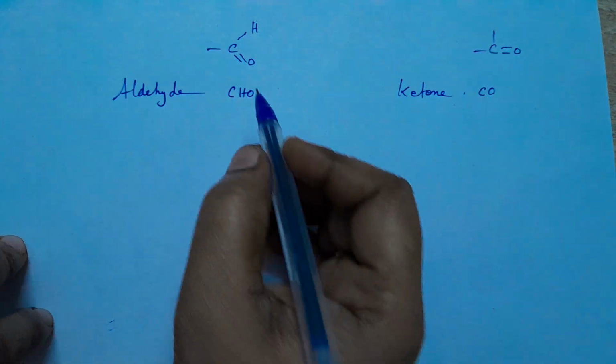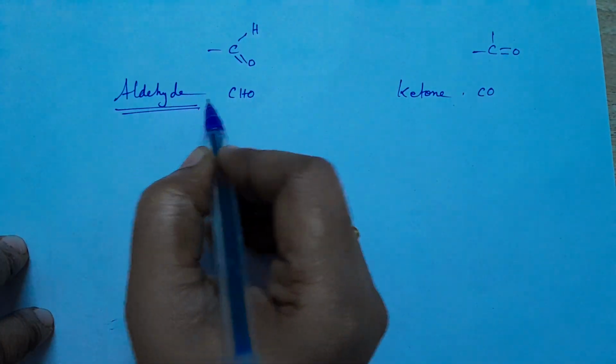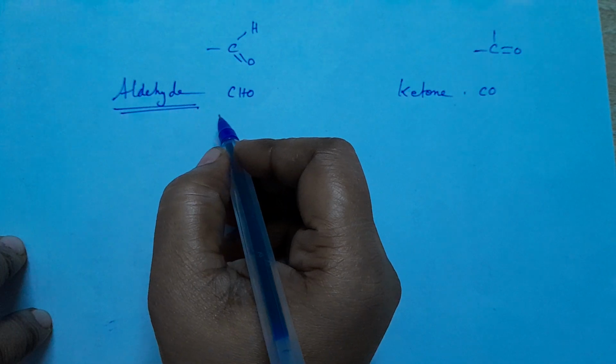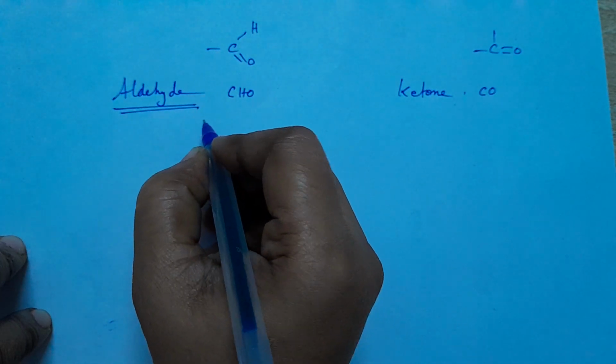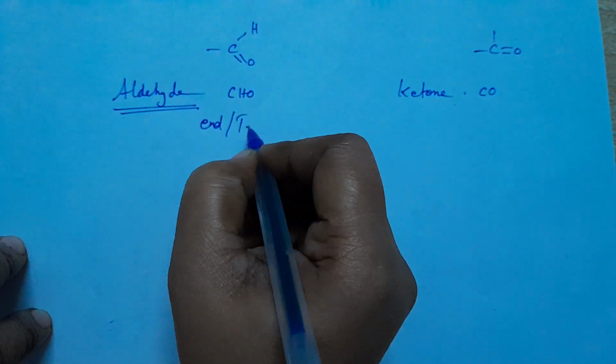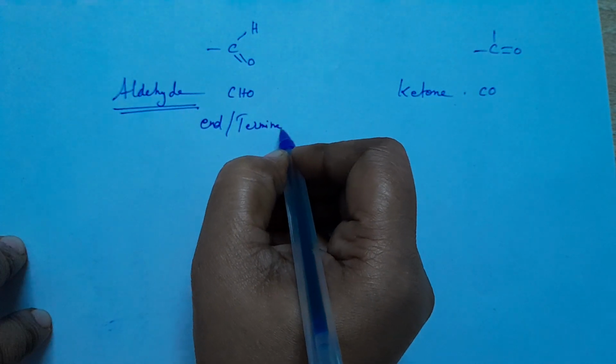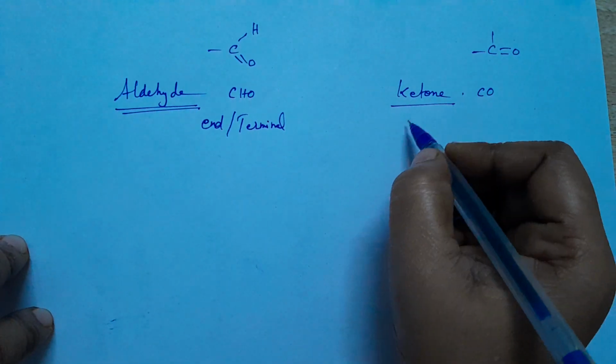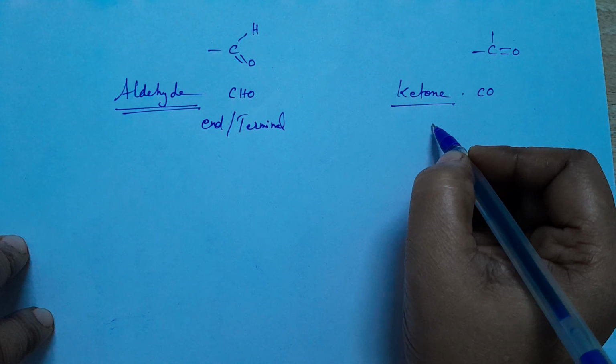So here this aldehyde functional group is always attached at the end of the carbon chain. Okay, it is always in the end, or we can mention it at the terminal. And this ketone functional group is always attached in the middle.